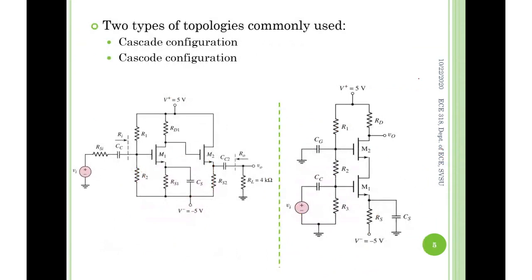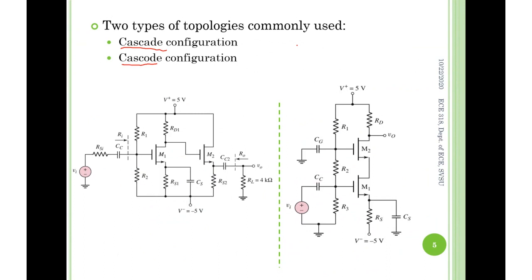All right, here we have basically two types of connection. One is called cascade, the other is cascode. The difference is pretty much the orientation and also the type of common MOSFET circuits. Remember, we learned we have up to three types, because we have three different terminals, G, S, D. So we have CG, CD, CS: common gate, common drain, and common source.